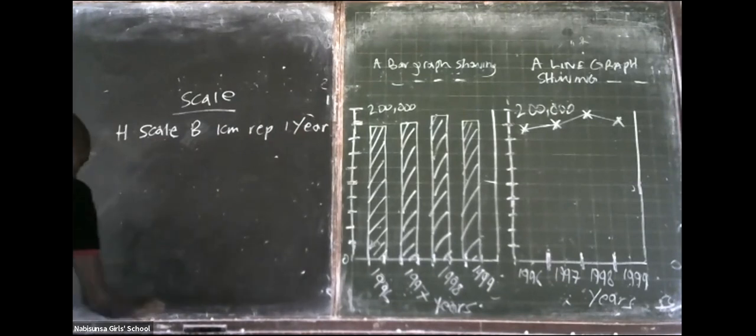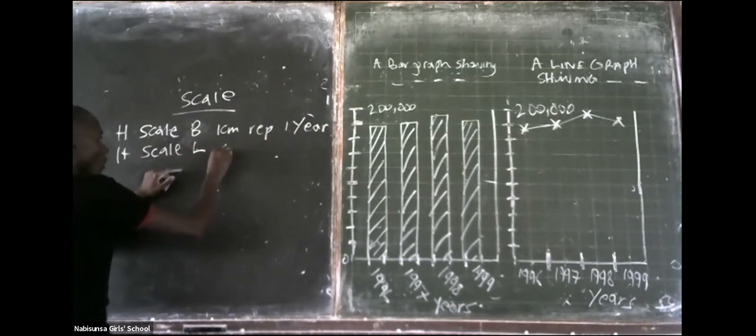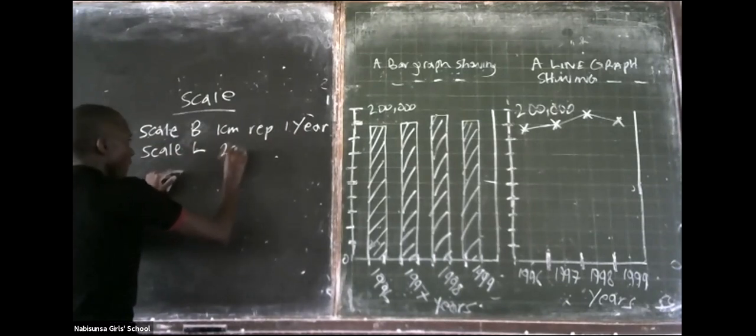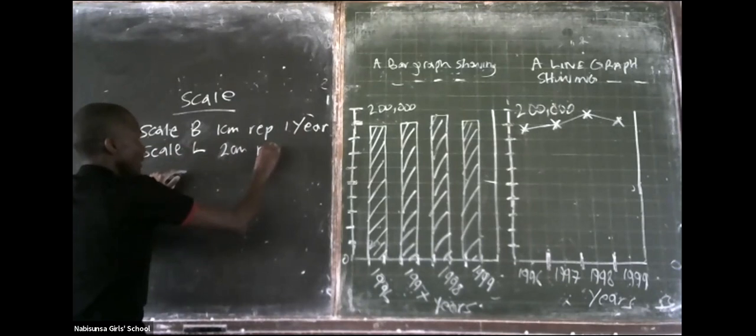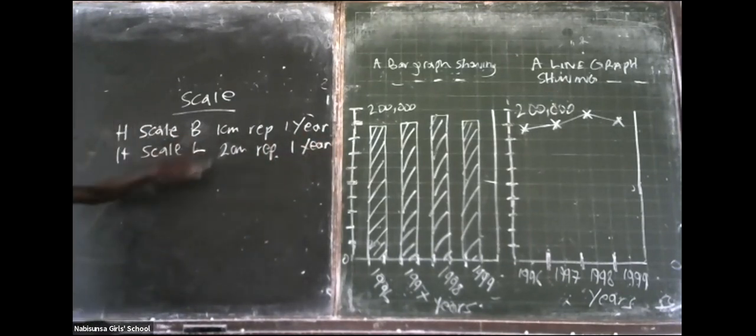Am I clear? Then the horizontal scale for the line graph is going to be 2 centimeters representing 1 year. The only difference is the centimeters we are using. For the line graph is 2 centimeters. For the bar graph is what?